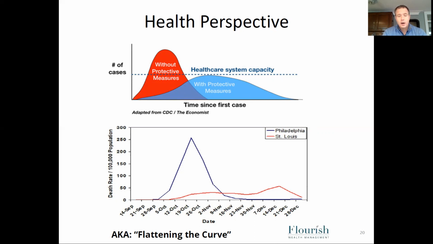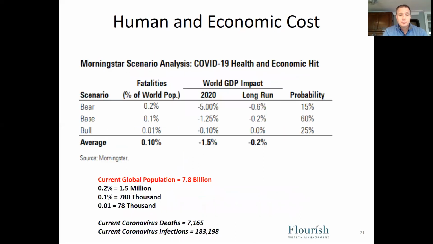So when people are talking about flattening the curve and having self-containment, it's really so that we can reduce and keep the number of active cases as low as possible. And that's really important because when we look at some of the estimates that are coming out about what the potential impact could be on both the economy and on the death rates, it's scary. So on the bottom, you see here the current global population is about 7.8 billion. Best case scenario is about 78,000 deaths. Worst case is about 1.5 million.